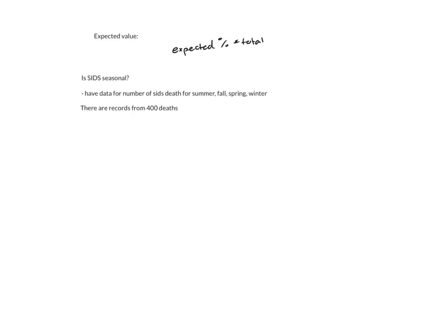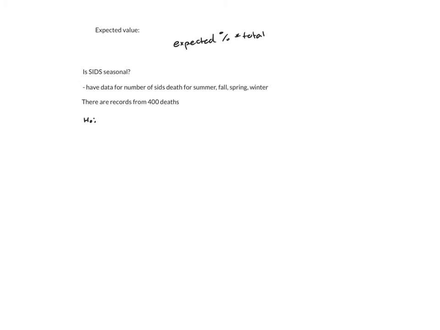In this video, we'll be talking about how to find our expected values for chi-squared goodness of fit. Now, the process itself is pretty straightforward. All we're going to be doing is taking our expected percentage and multiplying it by the total number, that is, our sample size. In order to see how this works, let's go ahead and look at an example.